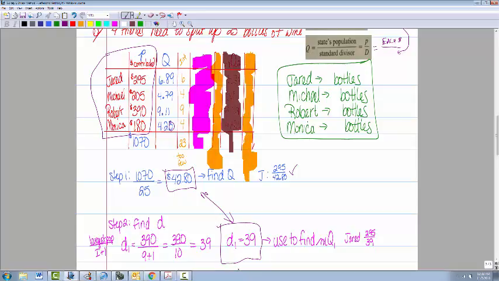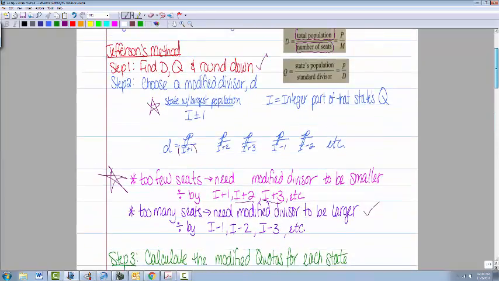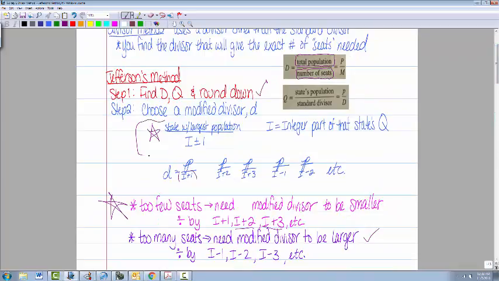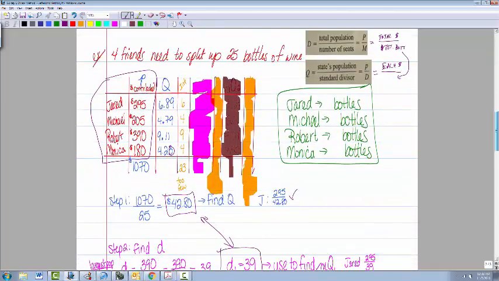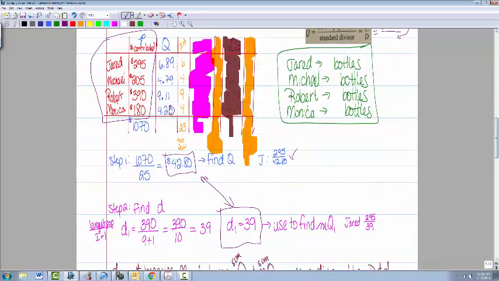So now what we're going to do is take all of those numbers and divide by the modified divisor, which is now 39. So again, I cannot overemphasize the importance of the writing up here. This is the key. You take the state with the largest population, divide it by its integer you got in step 1, easy for me to say, plus 1 in this case, because you want a smaller modified divisor for the numbers to go up and maybe hit 25 on the dot.